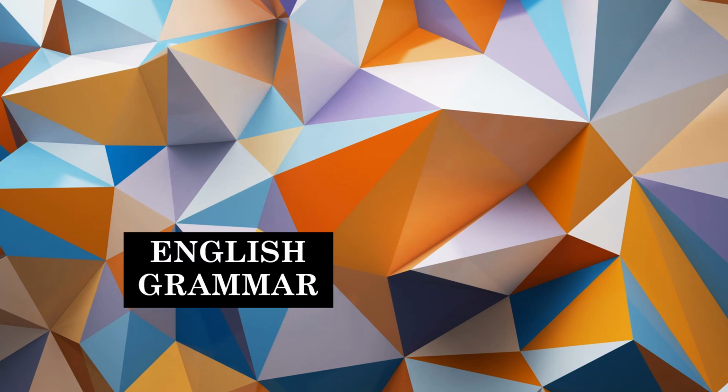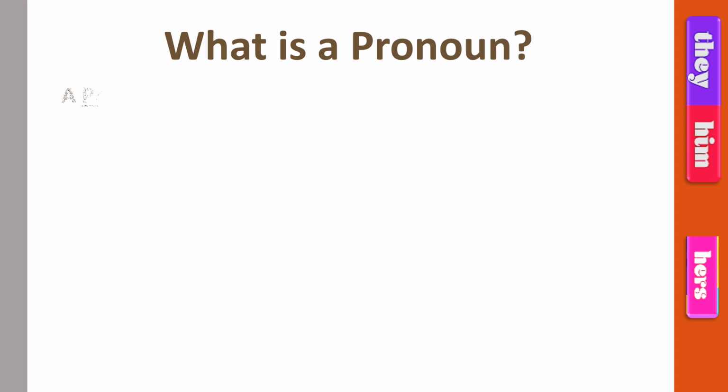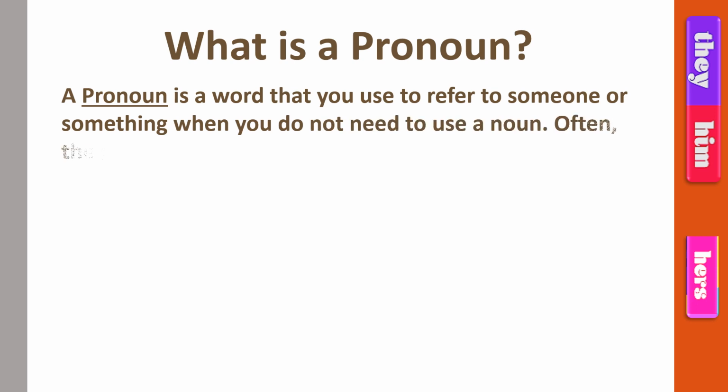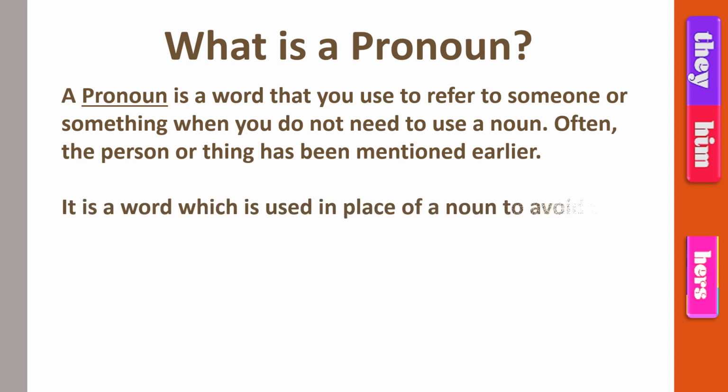Hello students, in this video on English grammar, we will learn about one part of speech called pronouns. What is a pronoun? A pronoun is a word that you use to refer to someone or something when you do not need to use a noun. Often the person or thing has already been mentioned in a sentence. It is a word used in place of a noun to avoid repeating nouns.